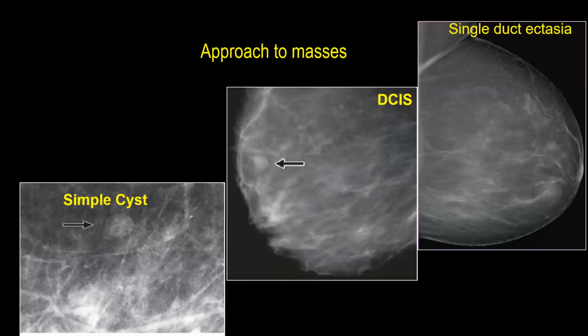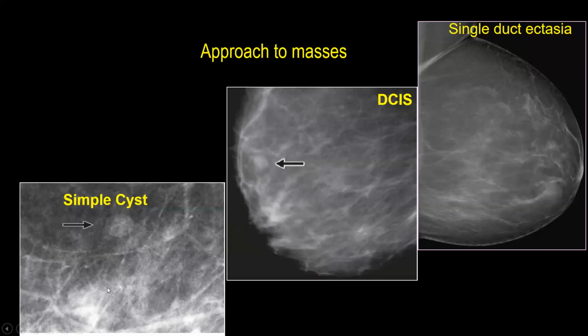What about this one? Here we have ductectasia, dilated ducts, and this one, DCIS, and this is a simple cyst. How do you describe these masses regarding density? High, low, or equal? Equal and high. Okay. Low in the simple cyst, low.